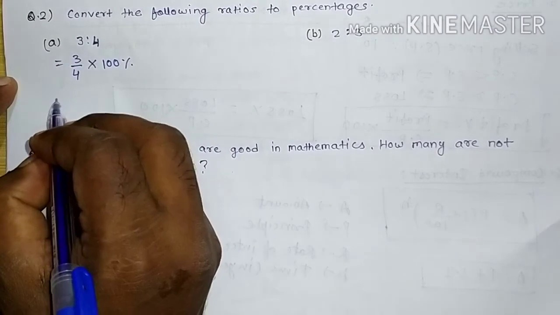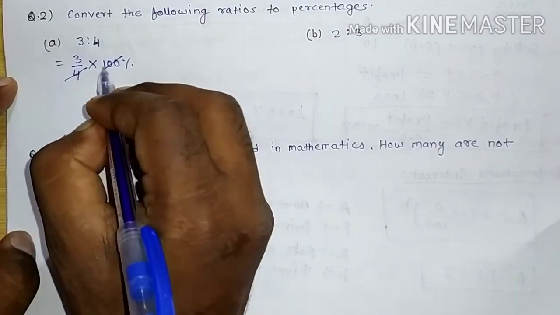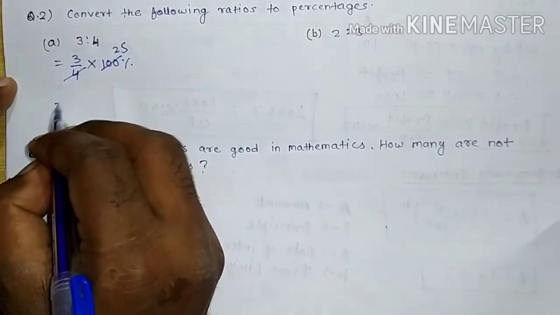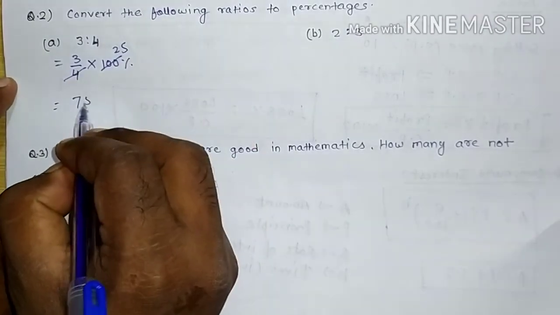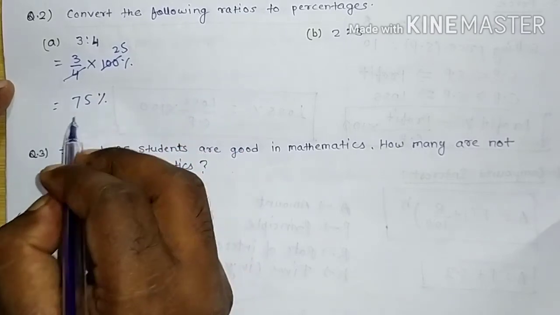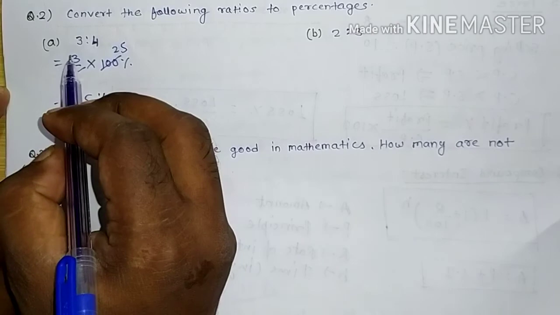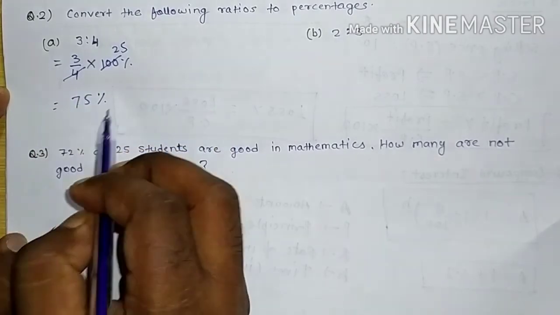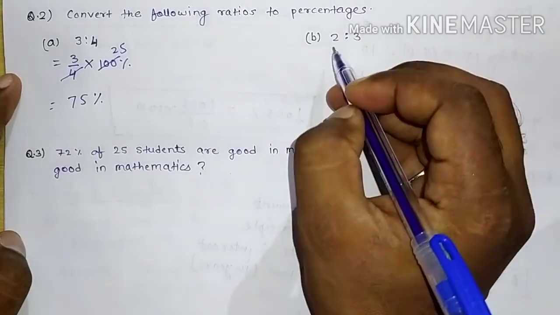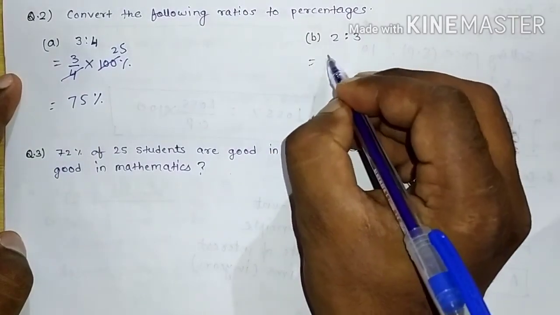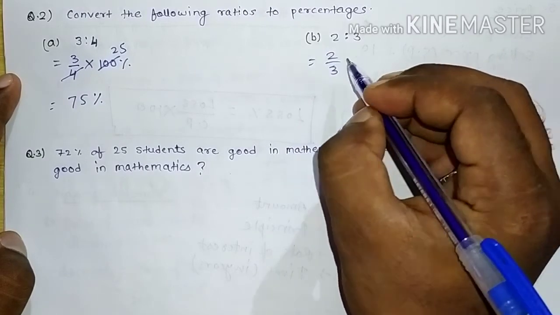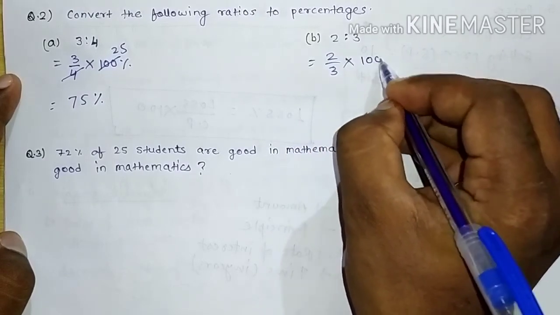Now just simplify this, 4 and 100 will be cancelled out. This is 25. Now 3 into 25, that is 75. And this is percentage. Now 75%. 3 is to 4 equals 75%. It's a very simple method. Now the next question, that is 2 is to 3. So here we can write 2 upon 3, and here we have to convert into percentage, so just multiply by 100%.